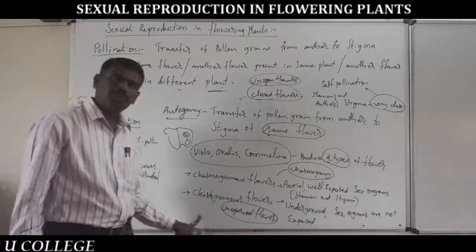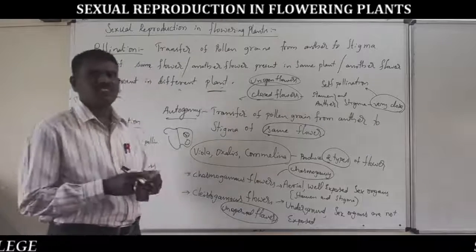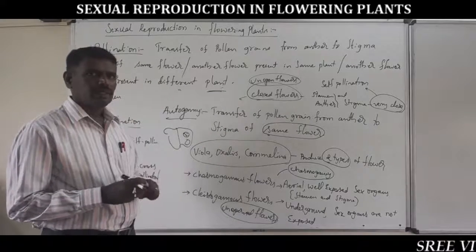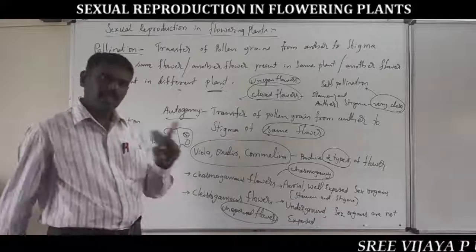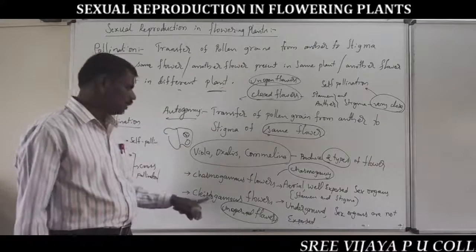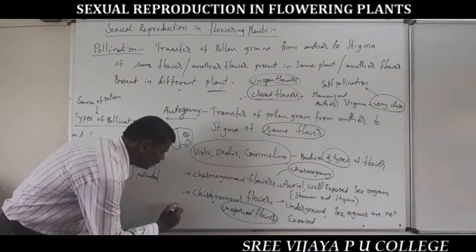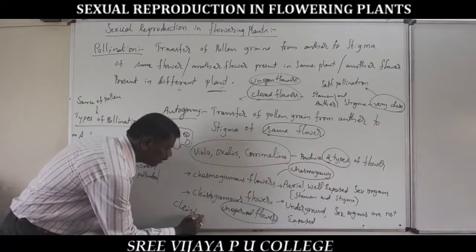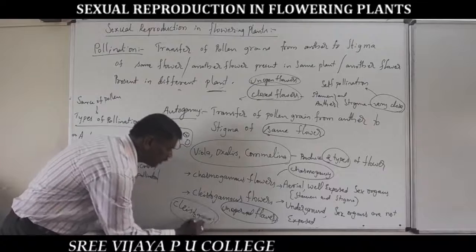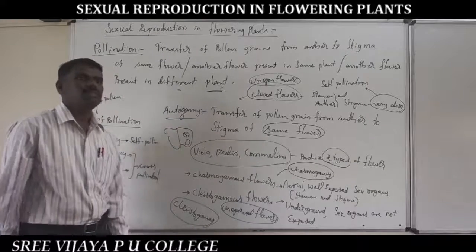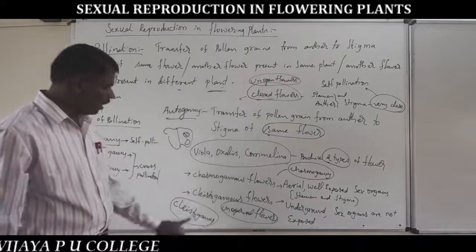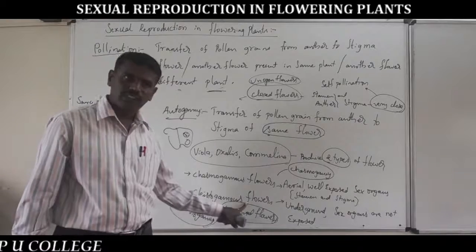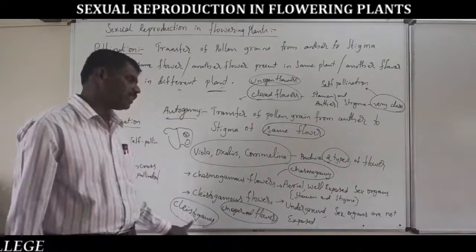In unopened flowers, the transfer of pollen grain from the anther to the stigma of a cleistogamous flower is the phenomenon we call cleistogamy.